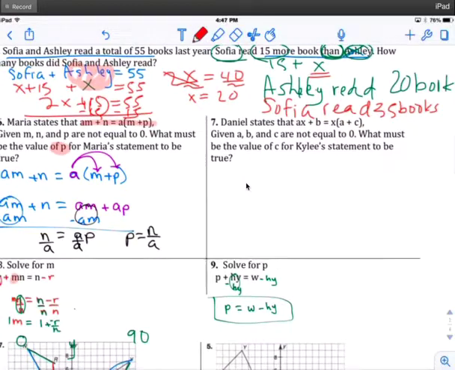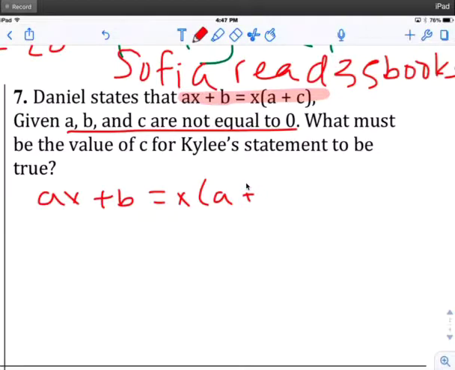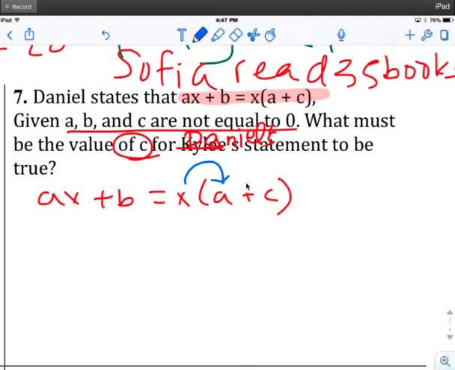Okay, number 7. Daniel states that AX plus B is that. So AX, where A and B and C are not equal to 0, plus B equals X plus A plus C. What must be the value of C for Daniel's statement to be true? Okay, you distribute. A times X is XA or AX, alphabet letter.